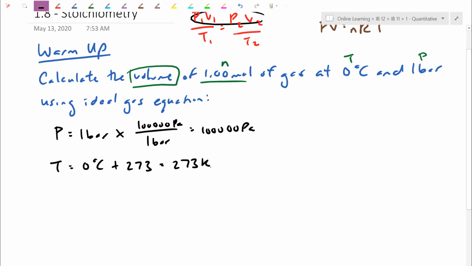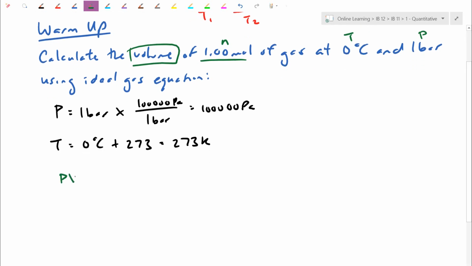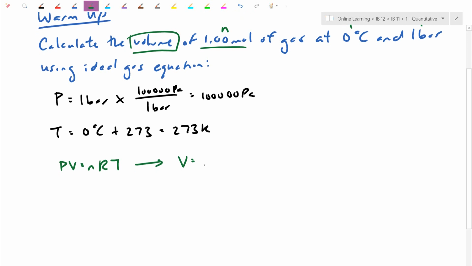You should actually already know the answer to this, but let's just punch our way through the formula. If I have PV is equal to nRT, you can of course punch the numbers in and then isolate afterwards, or I'm just going to rearrange the variables. In this question, I'm interested in finding volume. Volume is going to be nRT divided by P. Let's just punch our way through here.